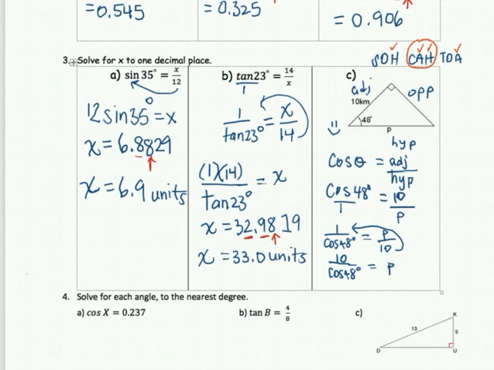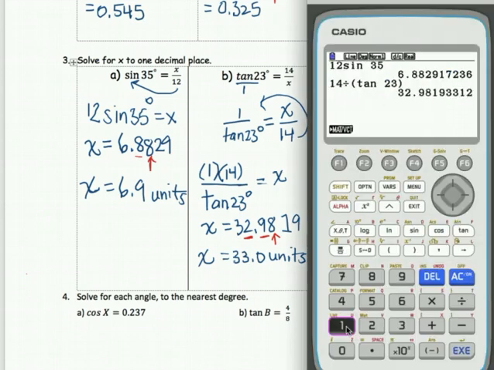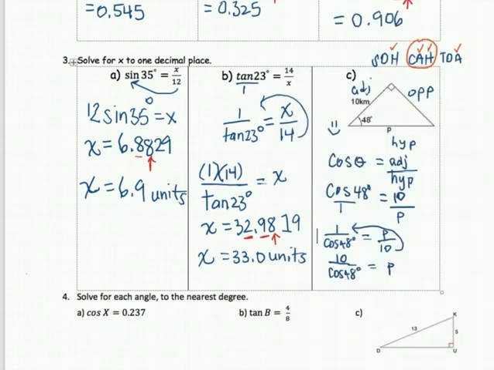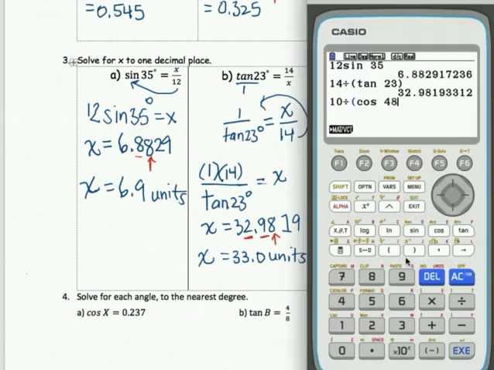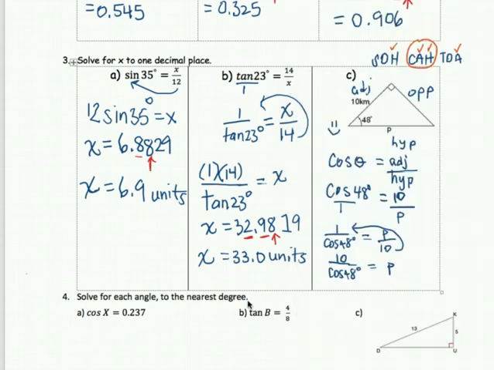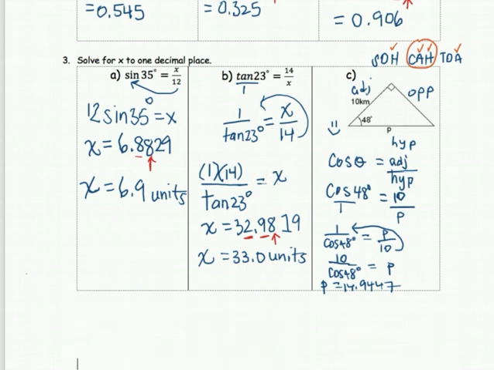Let's get our calculator. So 10 divided by cosine, it was what, 48? Okay, 48. Okay, and there's your answer. All right, so we get P equals 14.9447, okay? And then we need to round it up to one decimal place.